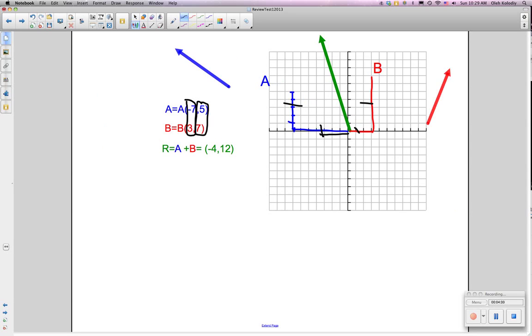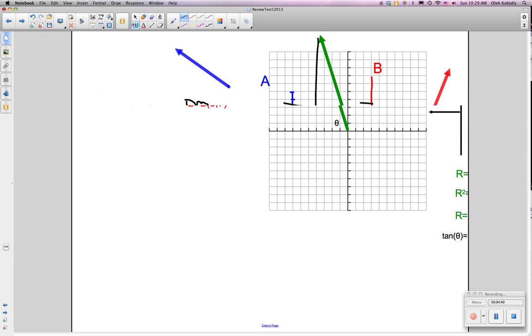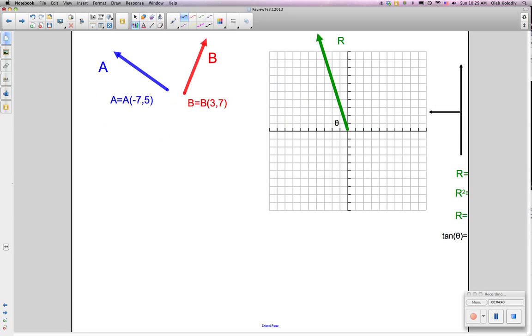So here's the resultant. How do we calculate, in fact, the length of the resultant and what this angle here is? What is this angle? Well, we're going to resolve that. We're going to look at that vector r in terms of its components. This is the x component, and this is the y component. We know what those are. We know that they are -4 and 12. So this is 4, and this is 12.